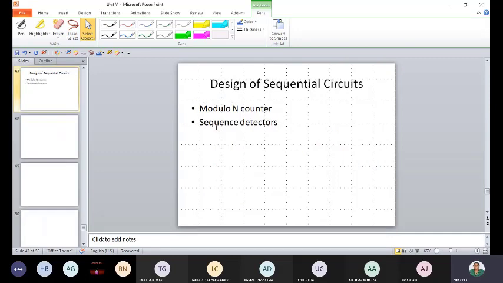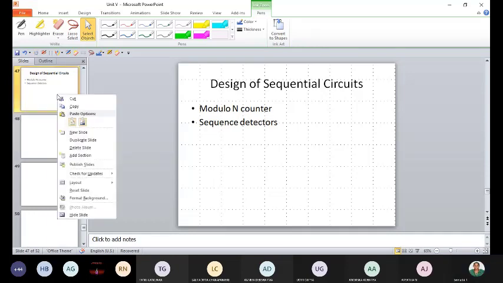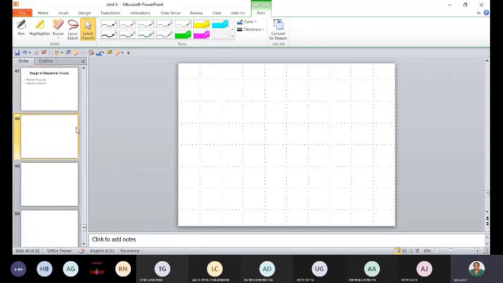So mostly design of a sequential circuit will be restricted to these two topics, namely modulo n counter and sequence detector. And in today's class, I'll just discuss how to go ahead with a 2-bit counter. It's an n-bit counter also. So how to go ahead with a 2-bit up counter. How to design a 2-bit up counter. That is today's class problem that I'm going to solve.